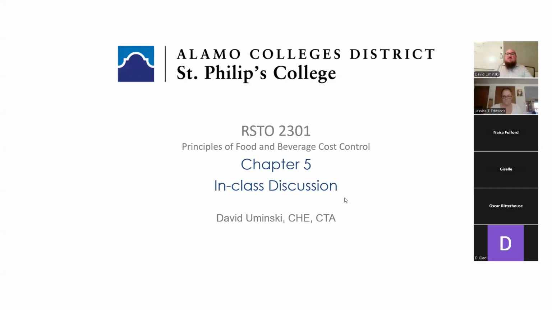So let's talk about chapter 5. Now, chapter 5, we're going to introduce the purchasing formula, the purchasing cycle. And this is something that we're going to talk about basically for the next few chapters about how we can control costs in each stage of this purchasing cycle. So, how many stages are there in the purchasing cycle?